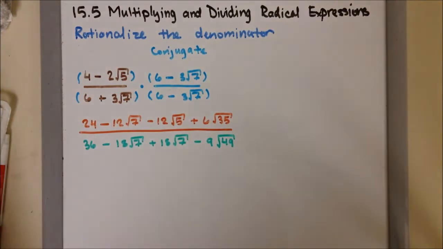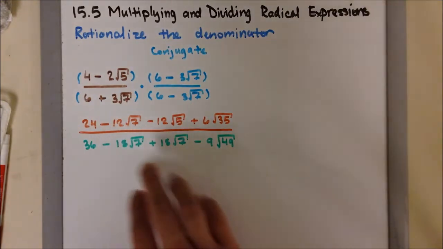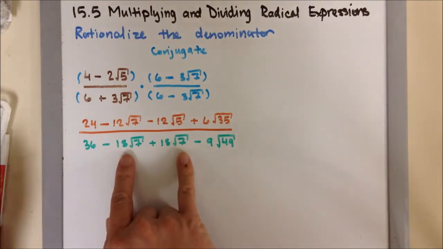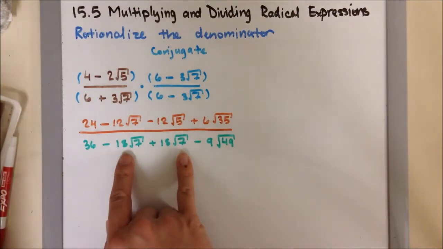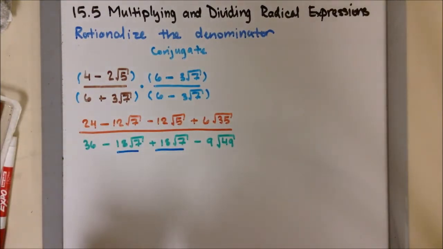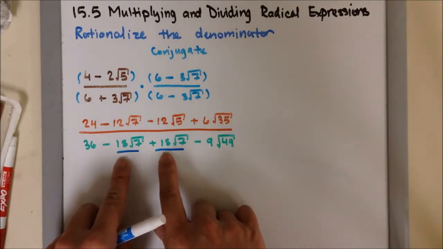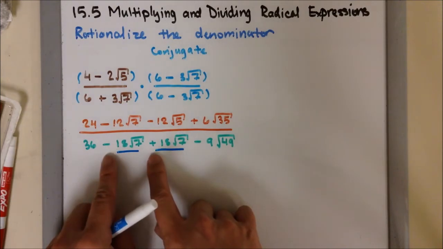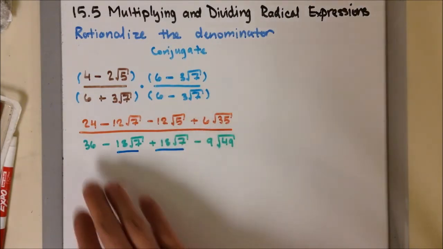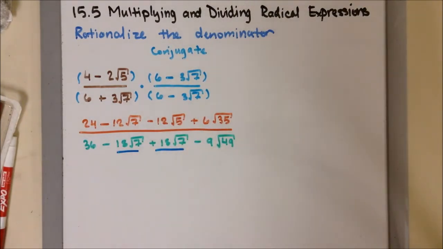Alright, so let's see if we have any like terms. In my numerator, I don't have any like terms to combine, so I'm just going to leave the numerator as is. But in my denominator, I do have two terms. These two middle terms, they both have square root of 7, so I can actually combine them. Now, again, you will notice that they have the same number outside the radical, in this case the 18, but you also notice that they have opposite sign. So therefore, these two terms will cancel out, and then you're just going to be left with 36 minus 9 square root of 49. So again, the numerator stays the same.